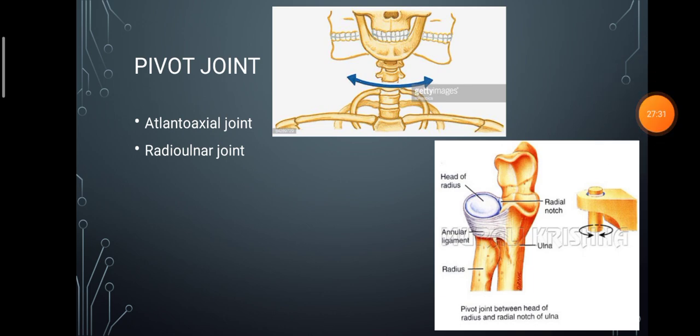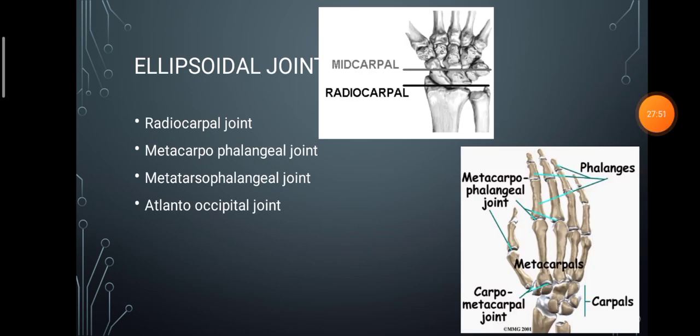So in the case of the superior radioulnar joint, the axis is moving around the ring, moving inside the ring, whereas in the case of the median atlantoaxial joint, the ring is moving around the axis. Now regarding the ellipsoid joint, it comes under biaxial joint. Movements occur in two planes, right?